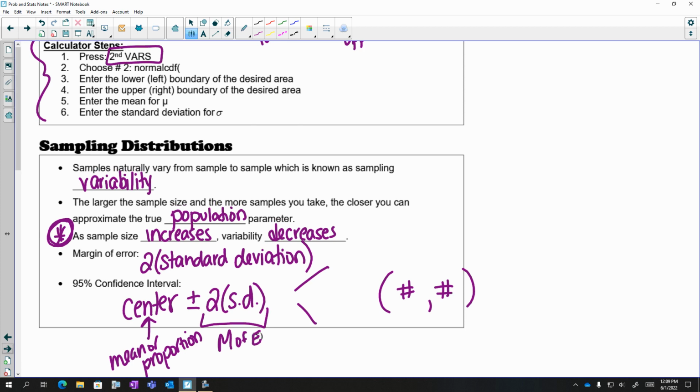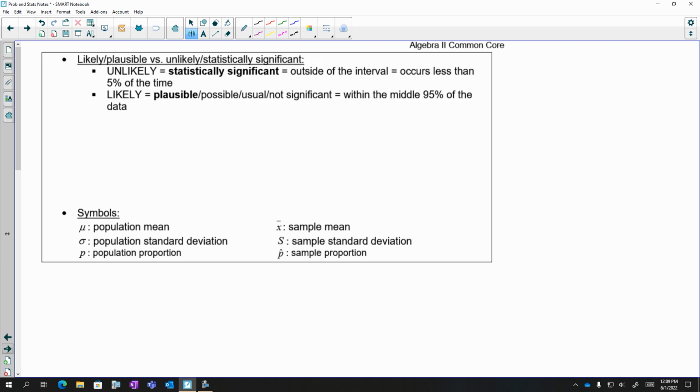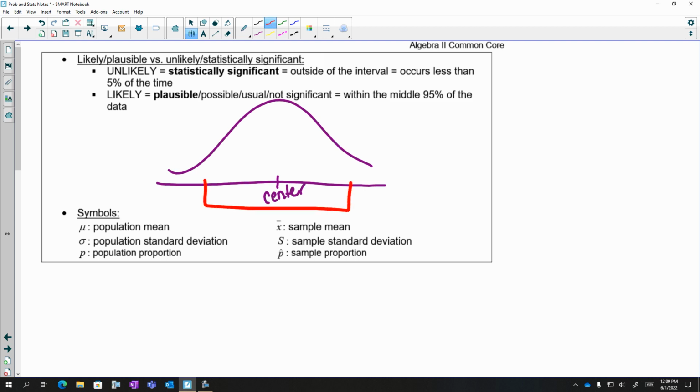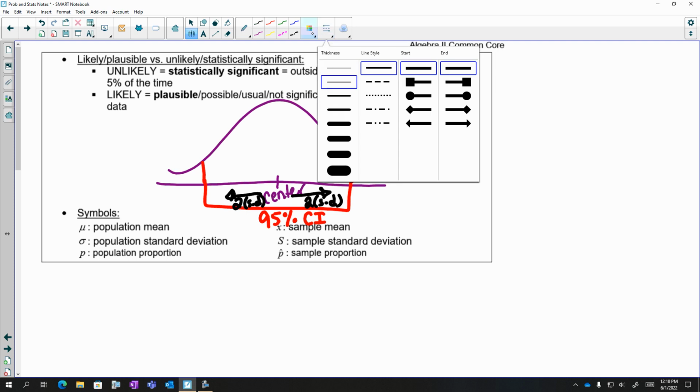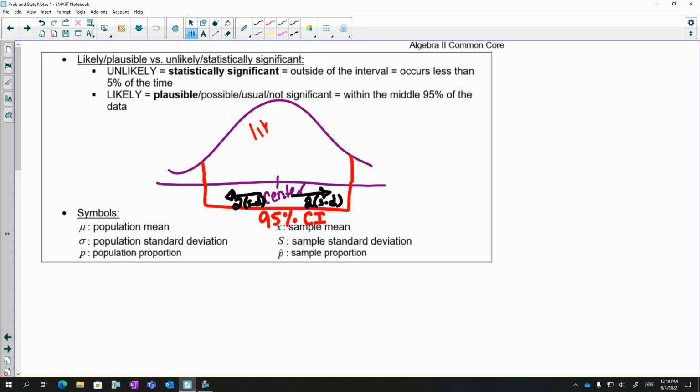Then they ask you to make a conclusion, and that conclusion usually talks about likely or plausible, or unlikely or statistically significant. So basically what happens is you have your center, and we have created a 95% confidence interval around that center. And anything inside the 95% confidence interval, which by the way is found by adding two standard deviations and subtracting two standard deviations, so anything inside your confidence interval is what we consider likely, plausible, or usual, or any other synonym of those words.